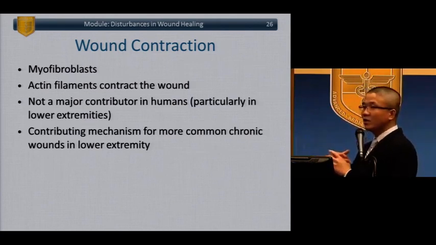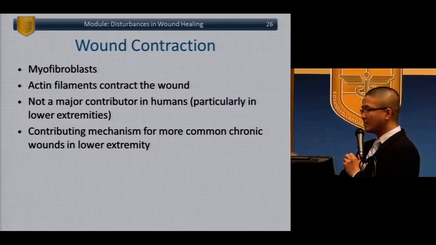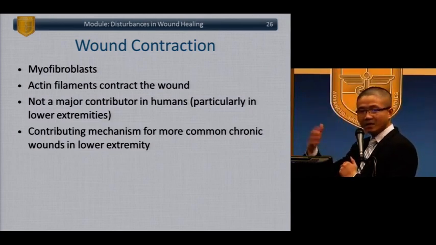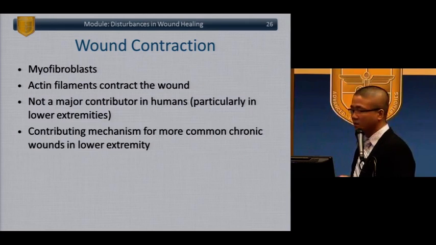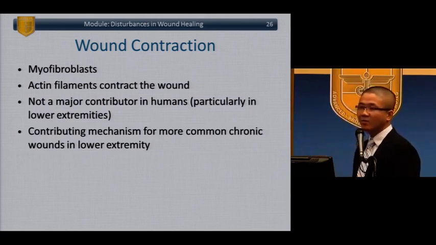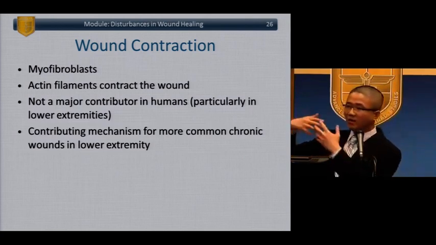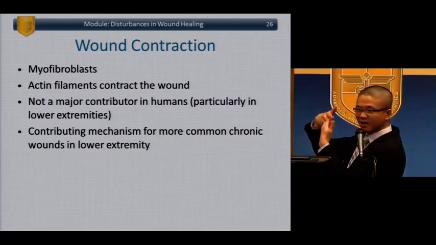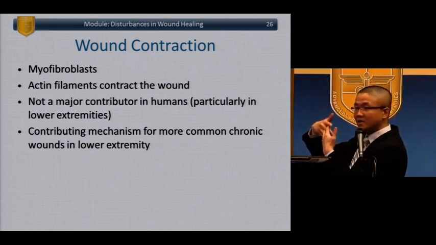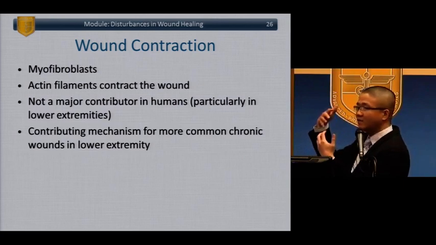Wound contraction. So you know how over time sometimes the wounds contract a little bit. This is not as important in, what do we call it, humans. It's far more important in animals, right? So myofibroblasts come in, right? You guys remember the actin and myosin interactions where they slide across each other? This is very important for muscle contraction. So the actin filaments pull the wounds closer together, okay?